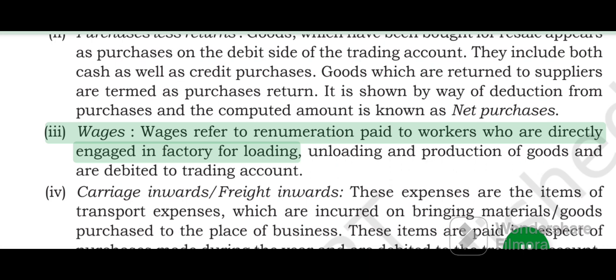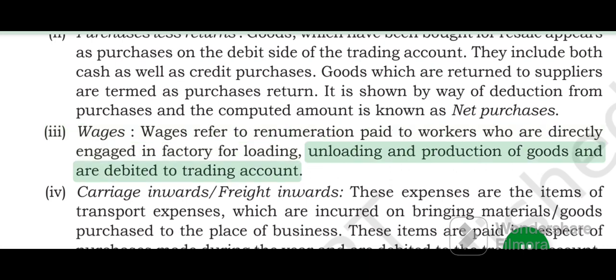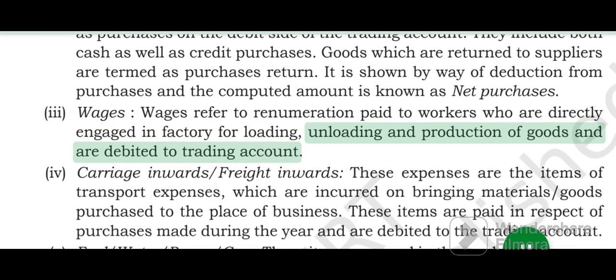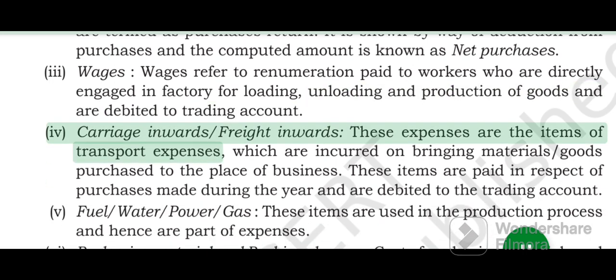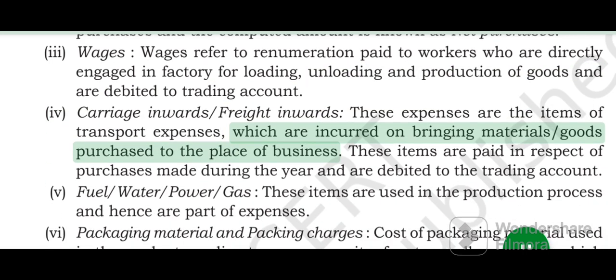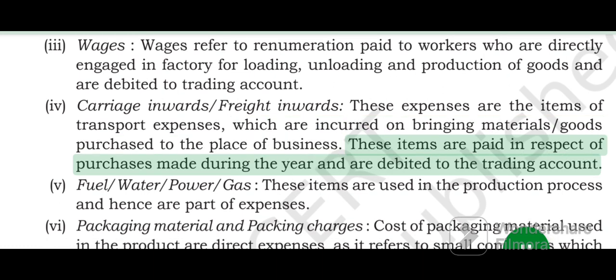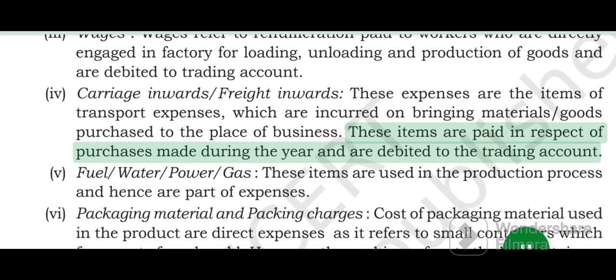III. Wages. Wages refer to remuneration paid to workers who are directly engaged in the factory for loading, unloading and production of goods and are debited to trading account. IV. Carriage inwards, freight inwards. These expenses are the items of transport expenses which are incurred on bringing materials and goods purchased to the place of business. These items are paid in respect of purchases made during the year and are debited to the trading account.